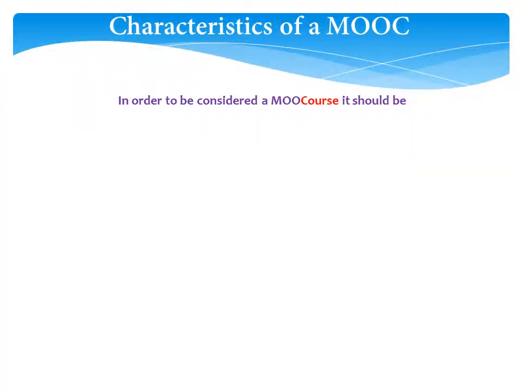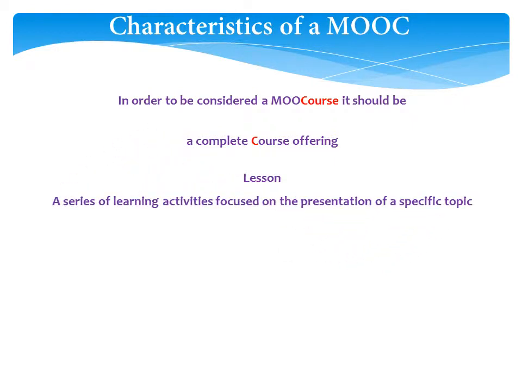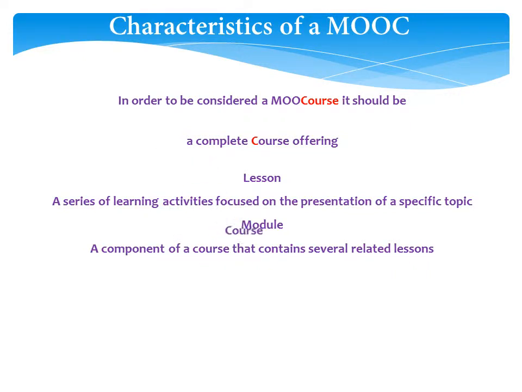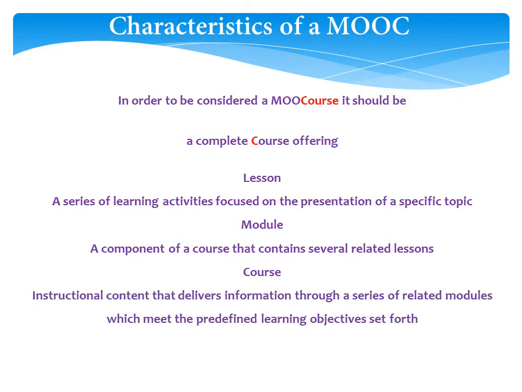In order to be considered a MOOC, it needs to be a complete course offering with all its component parts. Those parts should include lessons, and we can define a lesson as a series of learning activities focused on the presentation of a specific topic. The lessons should be built into modules, and we can define modules as a component of a course that contains several related lessons. And finally, we have our complete course, which we will define as the instructional content that delivers information through a series of related modules, all of which meets a predefined learning objective.